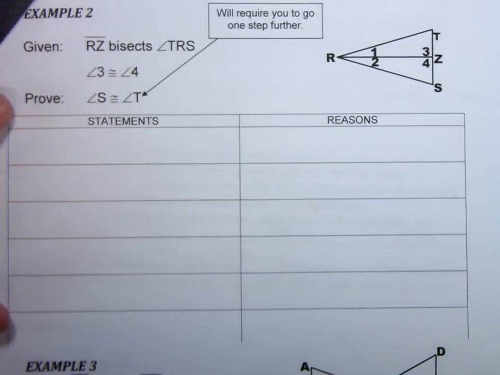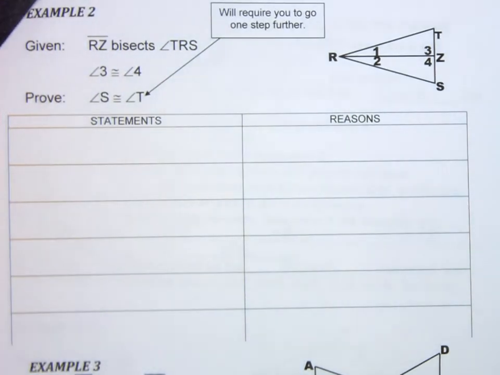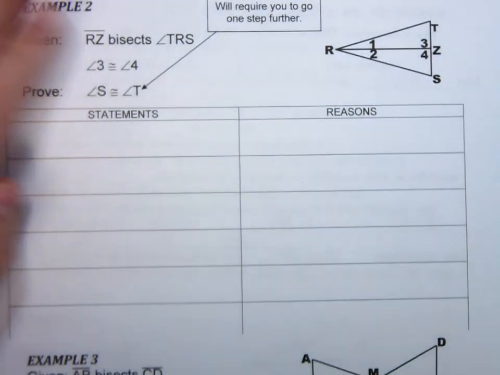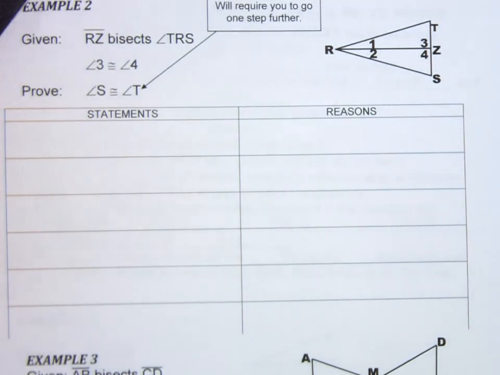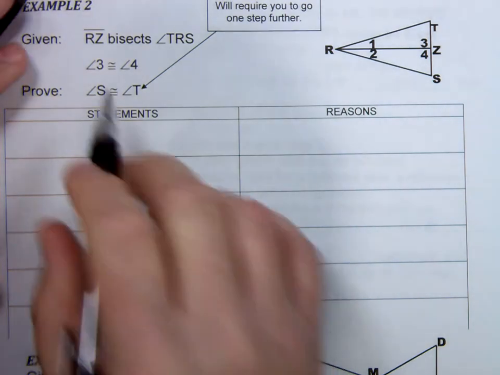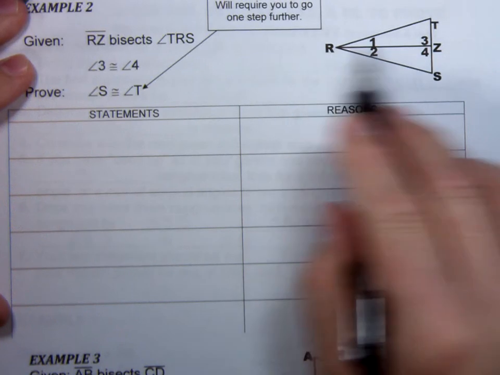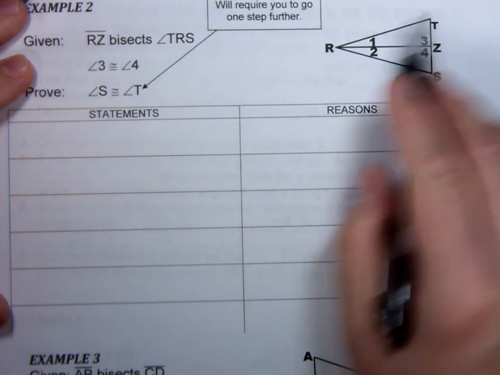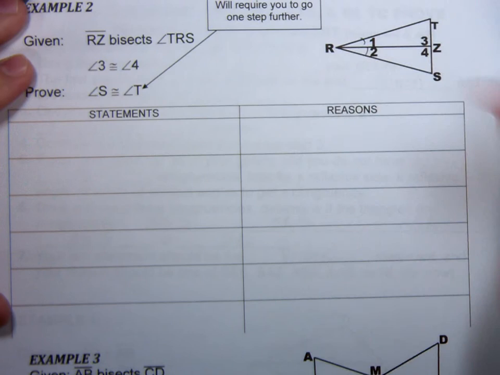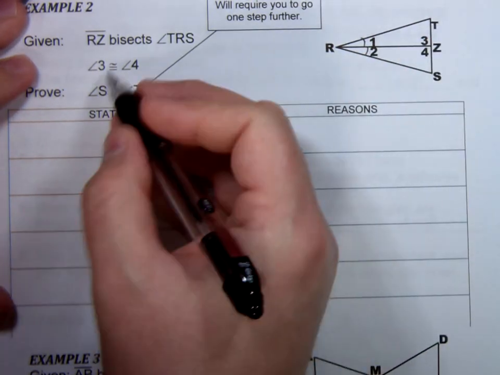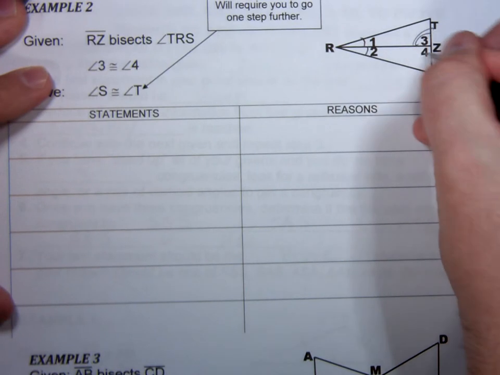So what this is going to do, we're basically going to do the exact same thing we've been doing. We're just going to take it one step further. So we're going to approach this just like we've been doing. We're going to prove these triangles are congruent first, and then I'll show you how that allows us to prove that angle S is congruent to angle T. So we start out with line segment RZ bisects angle TRS. So I know because it bisects it, it's going to split it into 2 congruent parts. And then angle 3 is congruent to angle 4. Angle 3 congruent to angle 4.